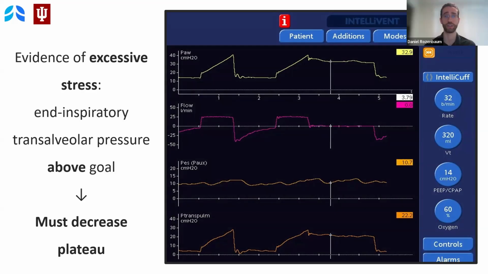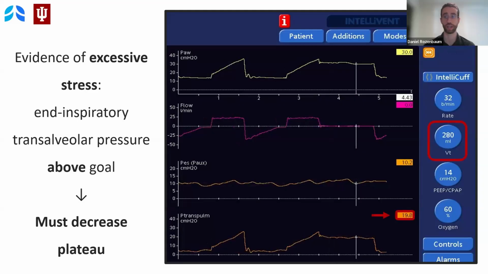So in a case like this, we must attempt to lower our end-inspiratory alveolar pressures, our plateau, which we can do by decreasing either PEEP or tidal volumes. In this case, we decided to drop tidal volumes from 320 to 280, dropping our plateau to 30 and our end-inspiratory transalveolar pressure to 19.